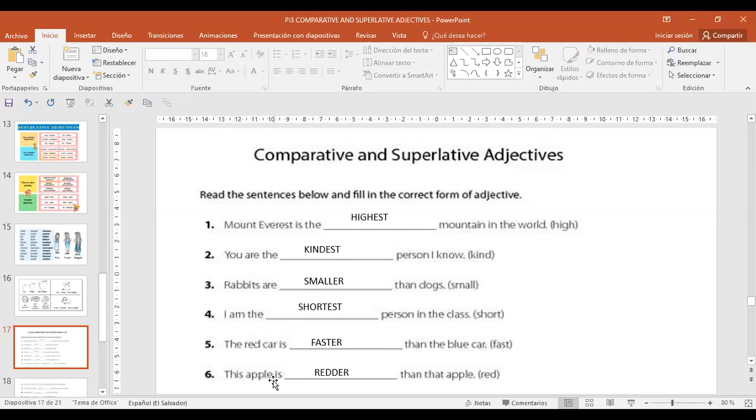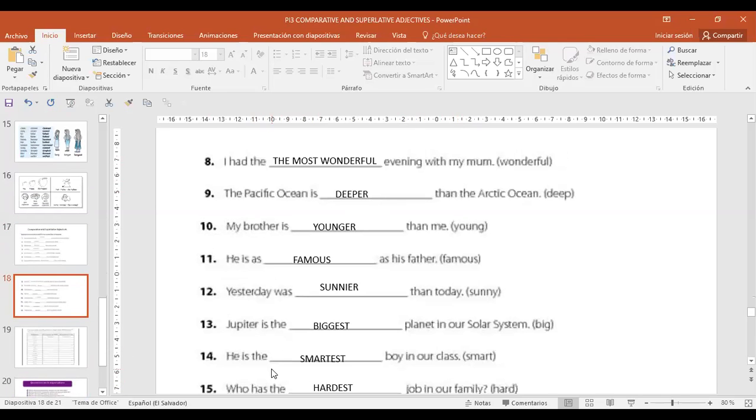The apple is, and when I see is and then than, I'm talking about a comparative. The apple is rather than that apple. Okay, here I have more. I have the evening with my mom, wonderful, the most wonderful. The Pacific Ocean is. And I see them. So I'm comparing the Pacific Ocean with other oceans. So what do you think? It's a comparative. The Pacific Ocean is deeper than the Arctic Ocean.